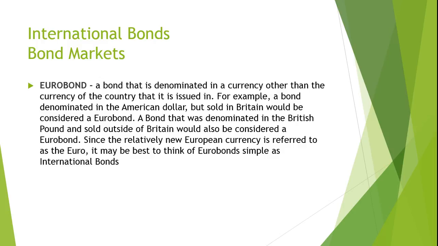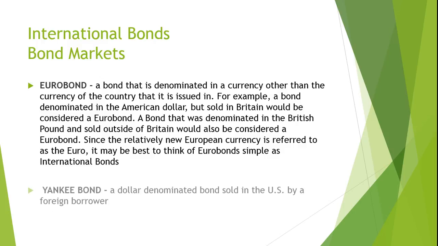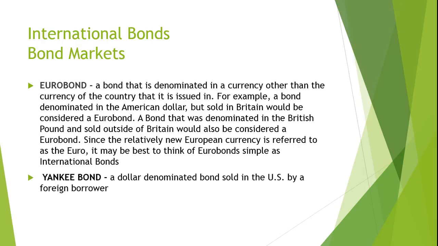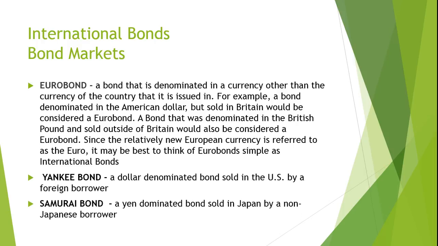In contrast, some companies will issue bonds in the currency of their foreign investors. For example, a Yankee bond is a dollar-denominated bond sold in the U.S. by a foreign borrower. Similarly, a Samurai bond is a yen-denominated bond sold in Japan by a non-Japanese borrower.